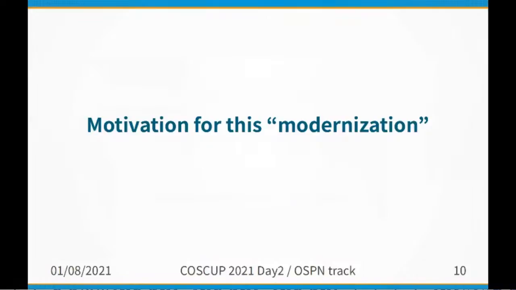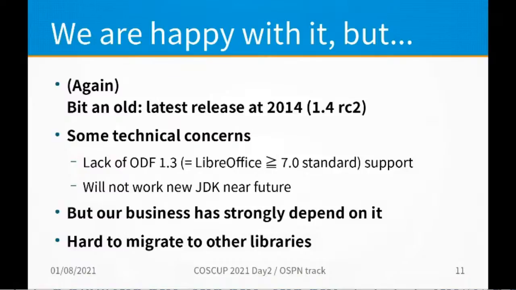I want to talk about the motivation of this modernization. As I said, we are happy with jOpenDocument, and so Scala and Java, JVM functional languages. But again, I have to say it's a bit old. The latest release was in 2014. This is 7 years ago, and we have some technical concerns.